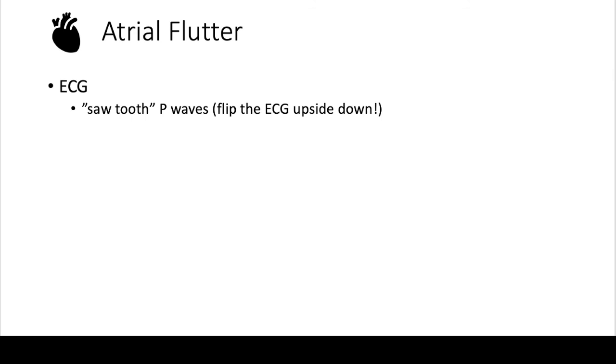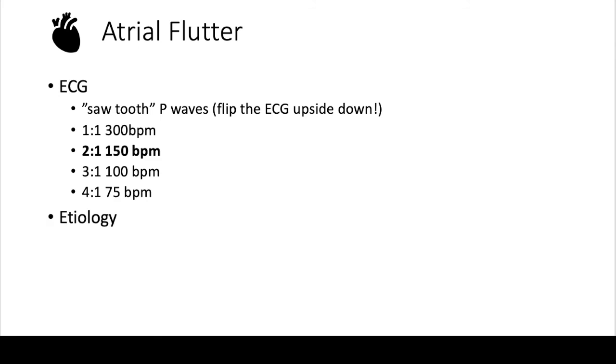Atrial flutter is one where the heart rate could really help you determine if this is atrial flutter or not. If atrial flutter is conducting 1-to-1, you're going to see QRS complexes beating at 300 beats per minute, which is really quick. These patients are likely going to decompensate really quickly, so you usually don't see that often. The most common are these 2-to-1 atrial flutters, where the heart rate's beating at 150 beats per minute and it's not really changing that much.